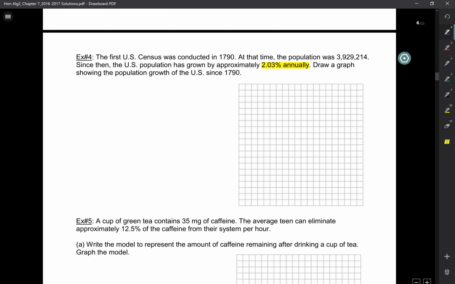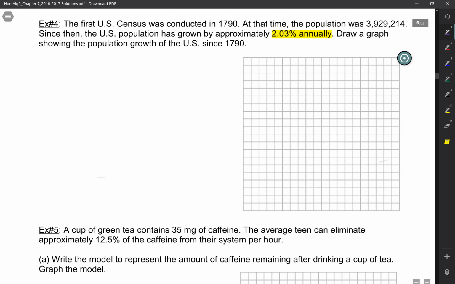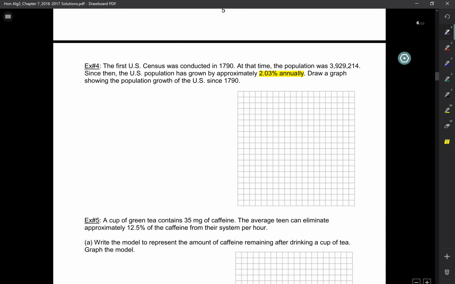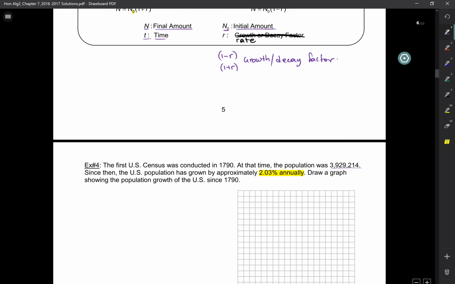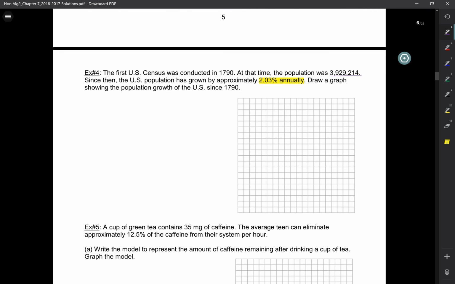All right, so the U.S. Census was conducted in 1790. So at that time, this was the population. What value is that? Which variable is that? That's your N naught. 3,929,214. Okay? And we're given 2.03% annually. That's your rate. So R, though, is that divided by 100, so 0.0203.